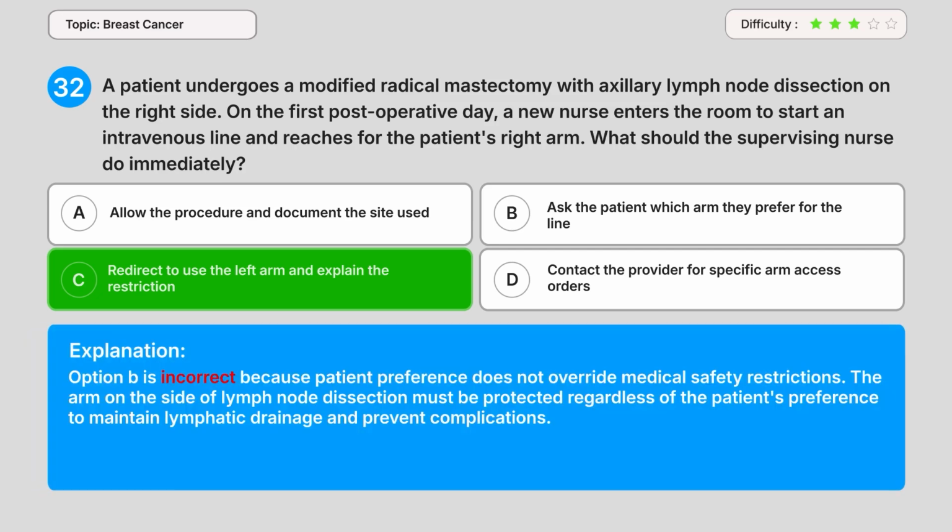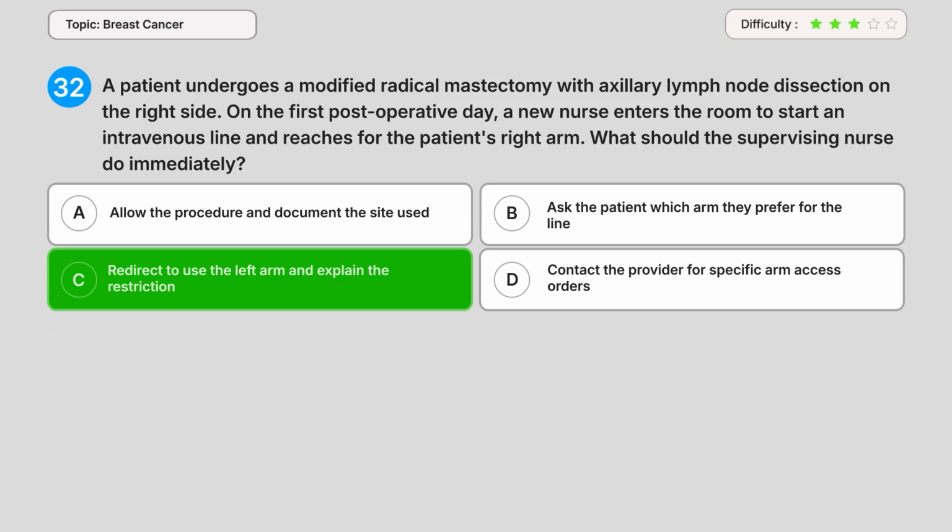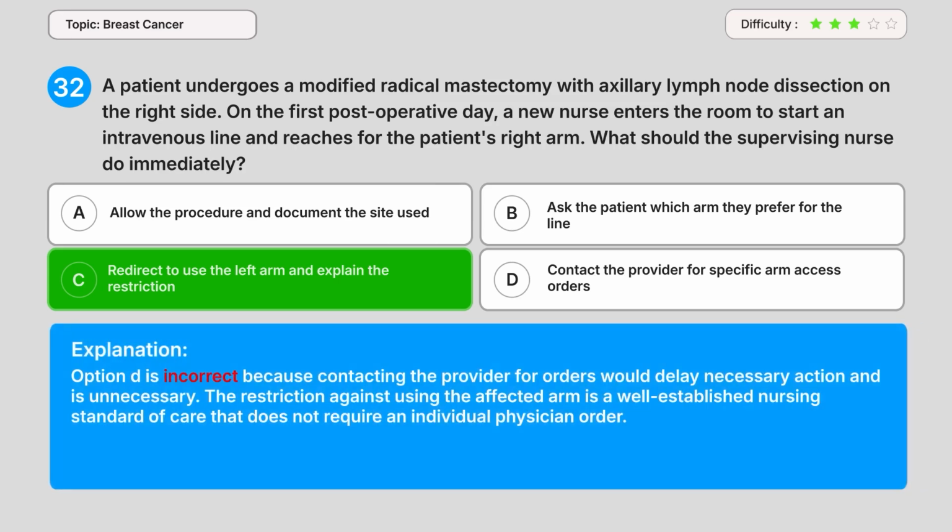Option B is incorrect because patient preference does not override medical safety restrictions. The arm on the side of lymph node dissection must be protected regardless of the patient's preference to maintain lymphatic drainage and prevent complications. Option D is incorrect because contacting the provider for orders would delay necessary action and is unnecessary. The restriction against using the affected arm is a well-established nursing standard of care that does not require an individual physician order.